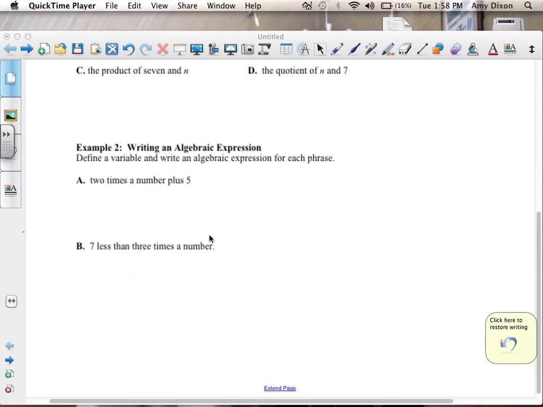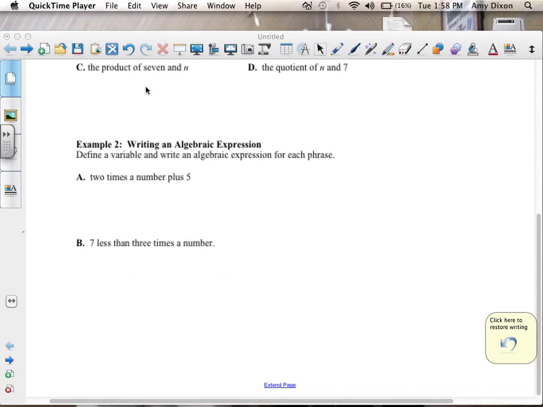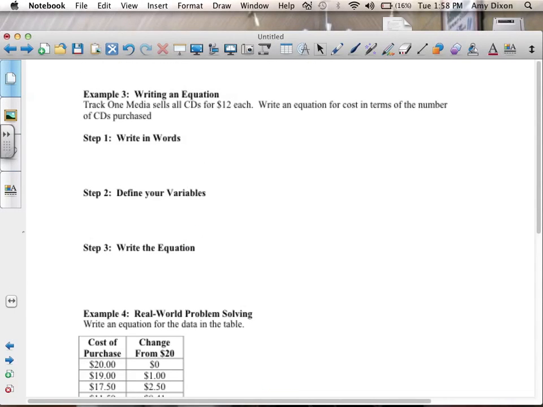Next thing we're going to look at is equations. Now equations, if you remember from the vocab, bring in the equal sign. So we've got this word problem here. Track One Media sells CDs for $12 each. Write an equation, so that tells us we're going to have an equal sign, for cost in terms of the number of CDs purchased. It tells us what they want us to write an equation for: cost, in terms of the number of CDs purchased.